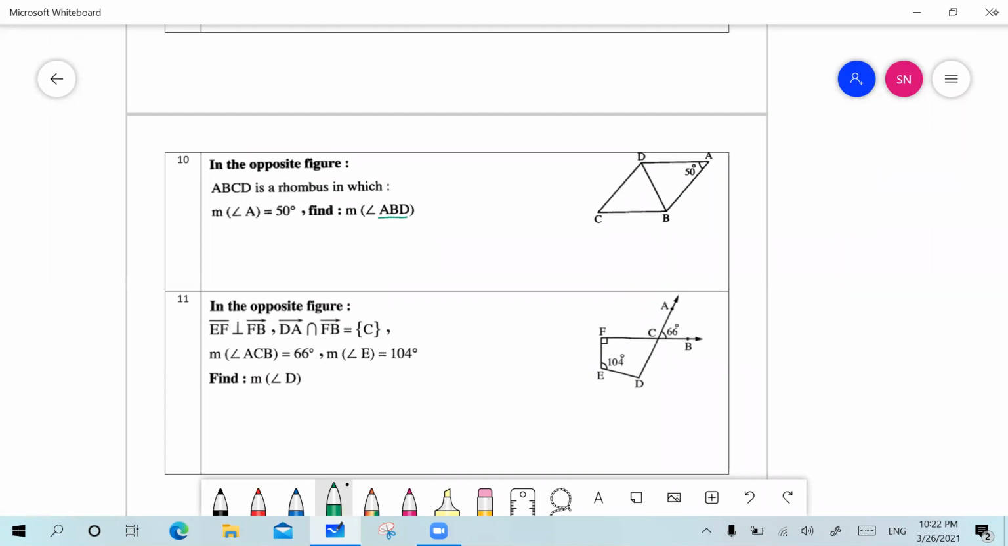Now I want to find the measure of angle ABD. And he told me that ABCD is a rhombus. Jana? Miss, can you hear me? Yes, I can. It will be with the 50, right? No. First, a rhombus is one of the cases of a parallelogram, so I can use consecutive angles and opposite angles. If angle A is 50, then angle B is 130 because they are consecutive angles. So the measure of angle B is equal to 180 minus 50, which is equal to 130.